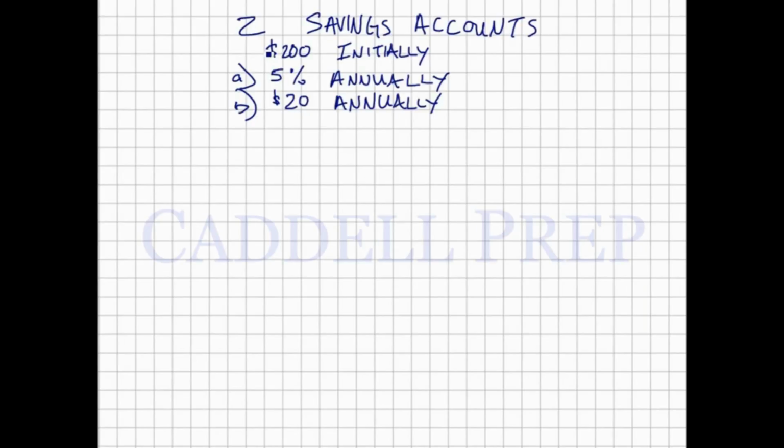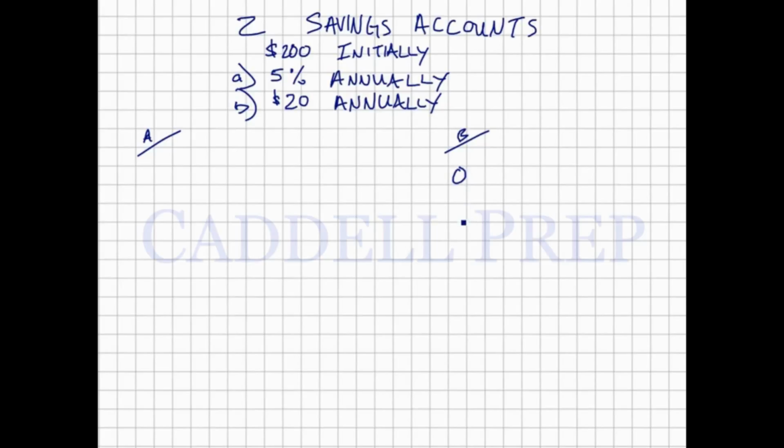Let's look at an example. So we have two savings accounts. Both of them start off with $200. One of them grows 5% annually. The other one grows by $20 annually. So we have savings account A and savings account B. Let's start with savings account B, the one that grows $20 annually.